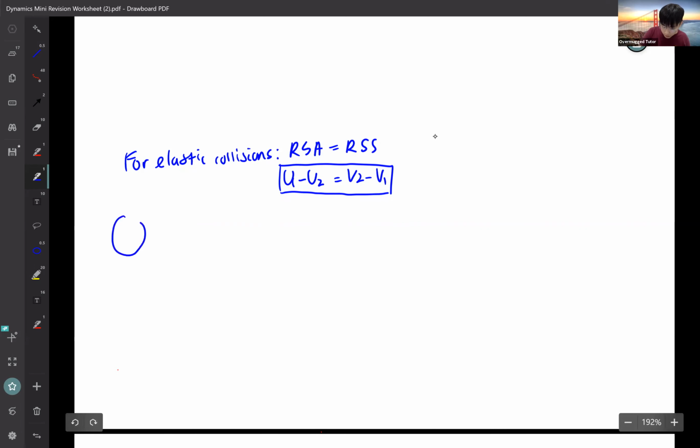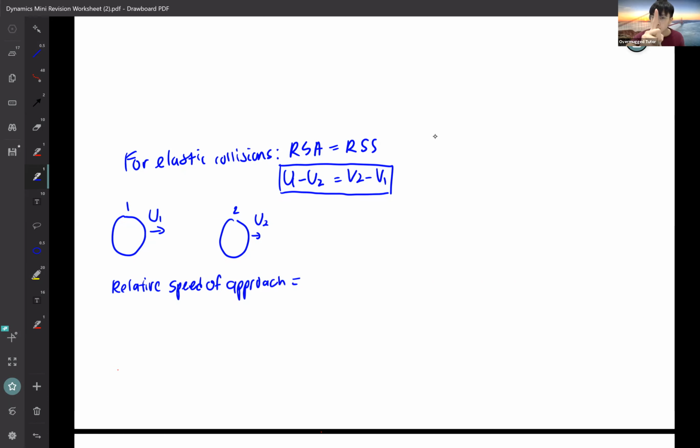So if I call this ball 1 and it's going to collide with ball 2, you know that for it to collide, the initial velocity of 1 must be bigger than 2, so that it can catch up, close the distance between them, and then finally collide. So if we are considering the relative speed of approach, you can think of it as how much faster is object 1 moving than object 2 so that it can catch up. Therefore, the relative speed of approach is U1 take away U2.